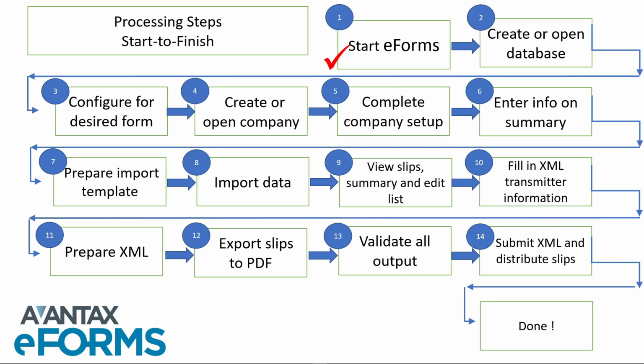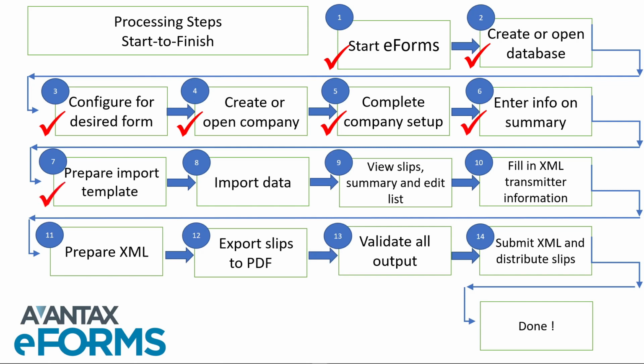First, you would start and log into eForms. Then you would either create or open a database. Database is the file which eForms uses to store its data, and is usually stored in your Documents folder or a common area on your network. Third, you may have to configure eForms for the desired form if it's not one of the defaults. After this is done, you would either create or open a company that you need to work with. Complete the company setup, which brings us to step 6 to enter information on the summary.